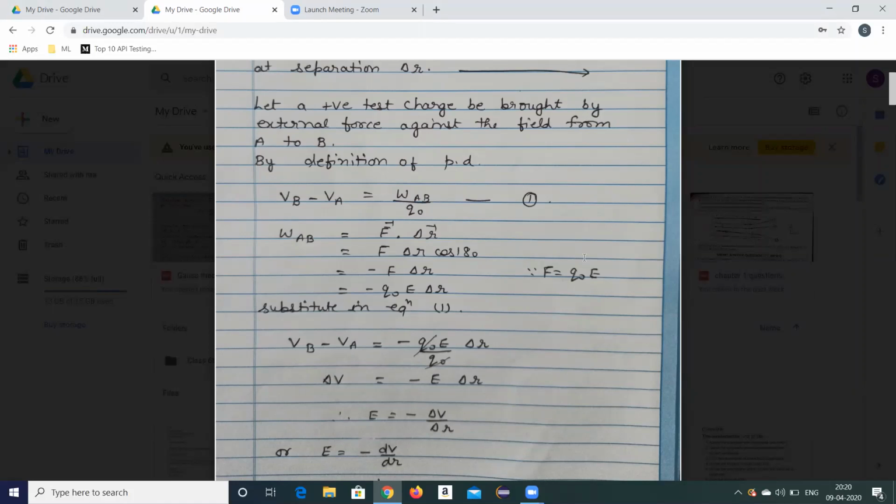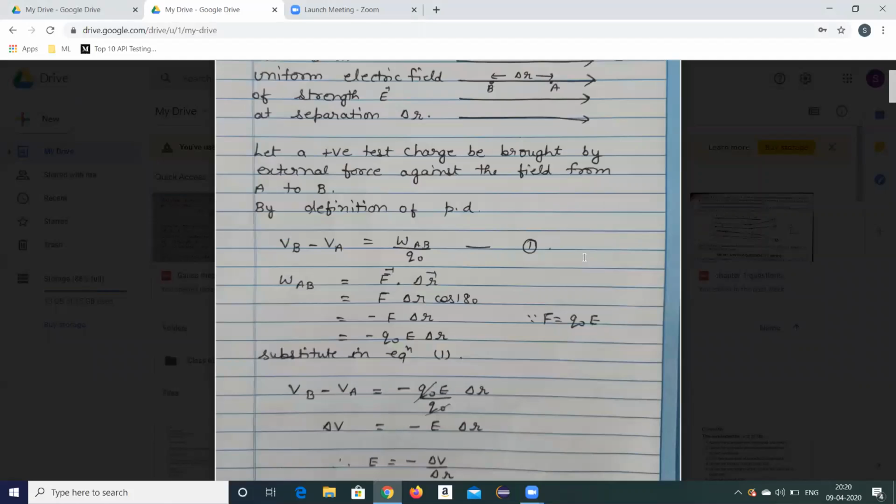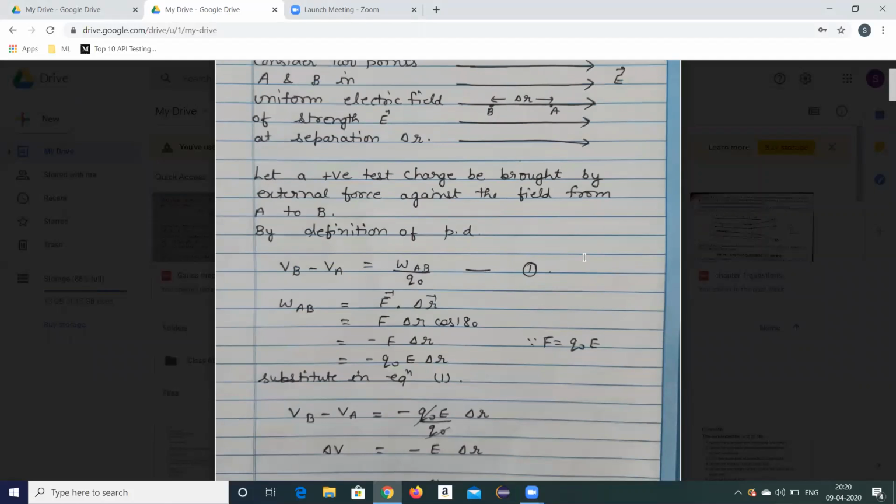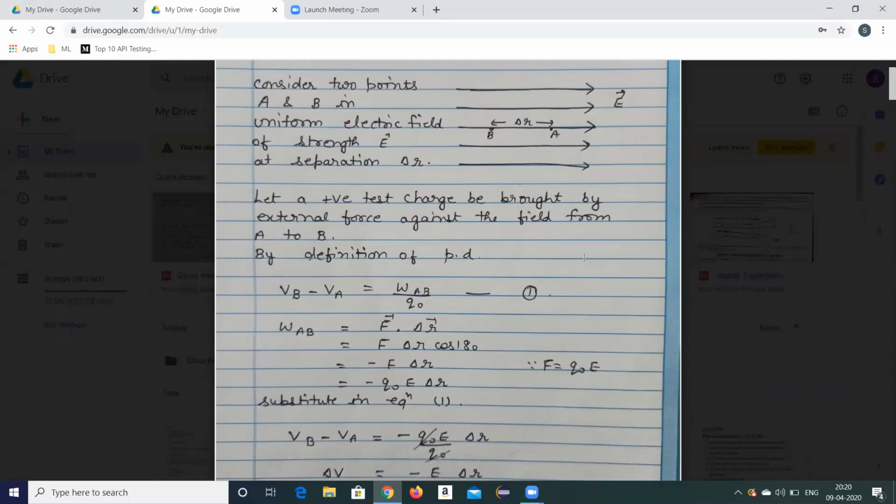Now work done is equal to force dot delta r. Force and delta r are both vector quantities. Now the angle between F and delta r is 180, meaning the direction of force is in the direction of electric field, but we are bringing charge from A to B, so theta will be 180 and cos 180 is equal to minus 1. F delta r cos 180, that means minus F delta r.